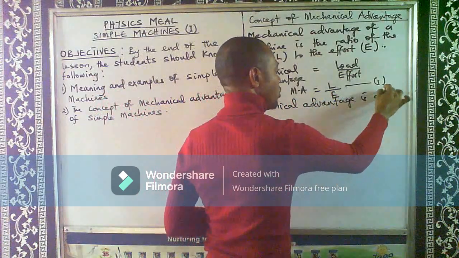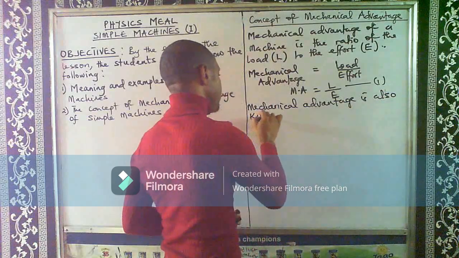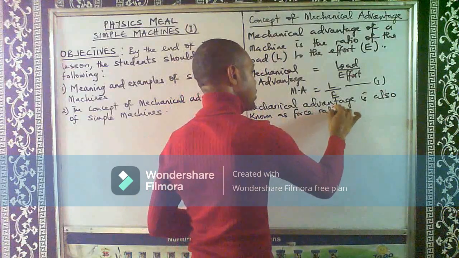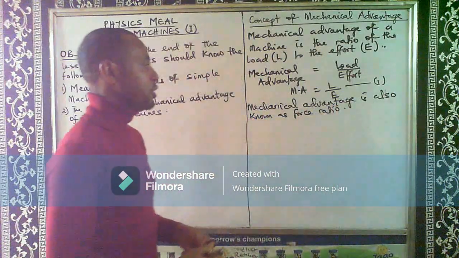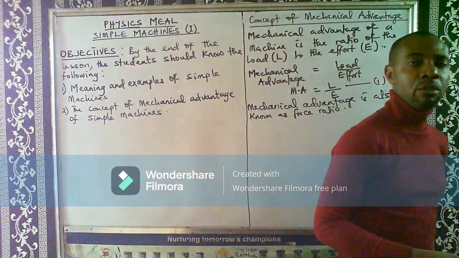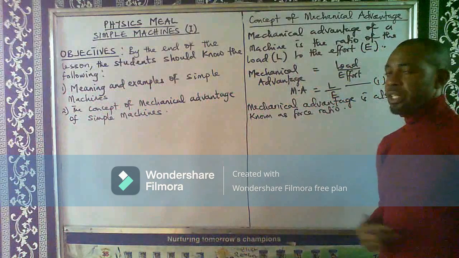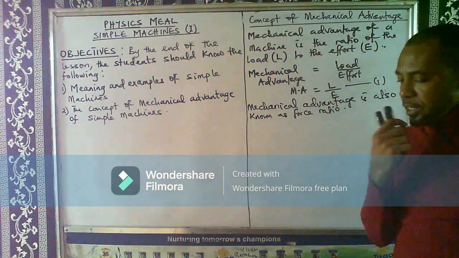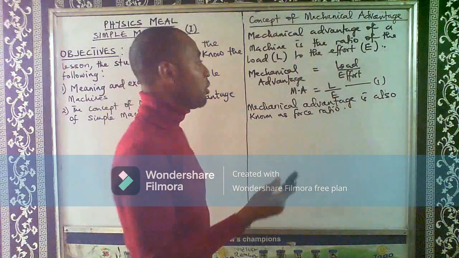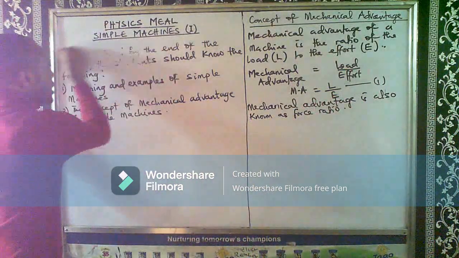Like I said earlier, mechanical advantage is also known as force ratio. So when you are asked to find the force ratio, you are still trying to find what? Mechanical what? Advantage. Now, I want to say this also, that mechanical advantage has no unit. In other words, it's dimensionless. It has no unit.